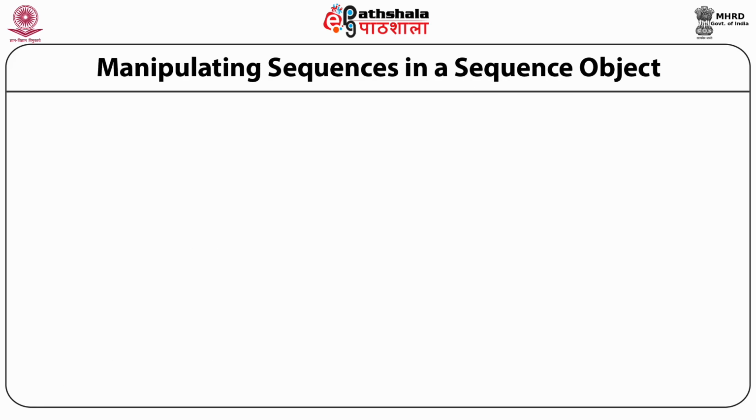Manipulating sequences in a sequence object. Earlier we saw how to create sequence objects and sequence record objects. But most often in bioinformatics, we would read them from a file. We won't be creating sequence objects by typing them. I showed you that just to explain the structure of a sequence object and sequence record object. Most often we read the sequences from a file and then we want to manipulate those sequences. That is the bioinformatics task that we actually do. So here we will see how to manipulate sequences in a sequence object.